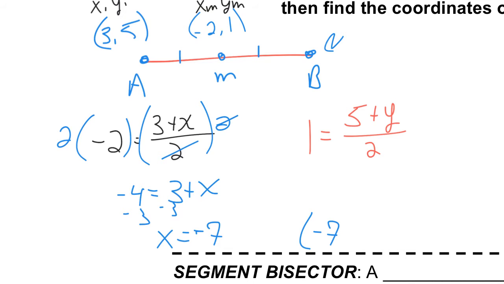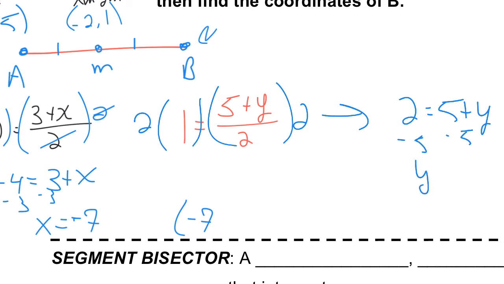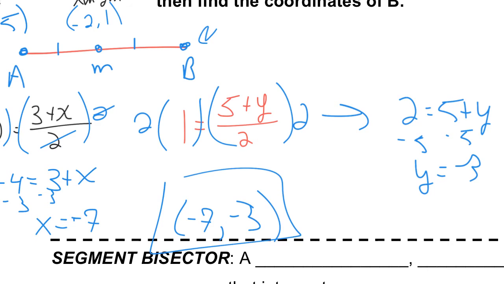All right. Now I move over here, and I basically have the same exact process. Multiply both sides by 2. That's 2 equals 5 plus y. So I subtract 5 from both sides, and I get my y is -3. So I have a midpoint, or I'm sorry, my endpoint as (-7, -3).